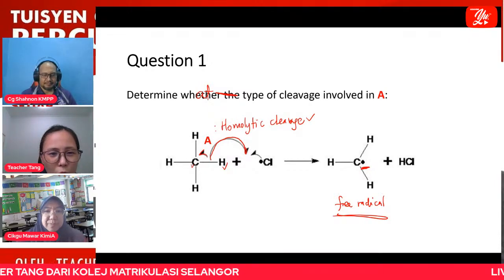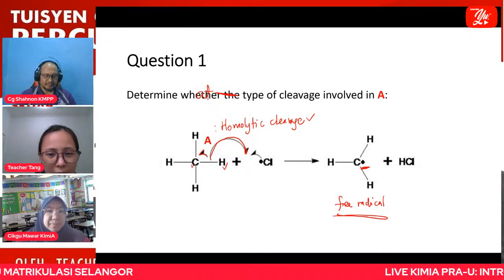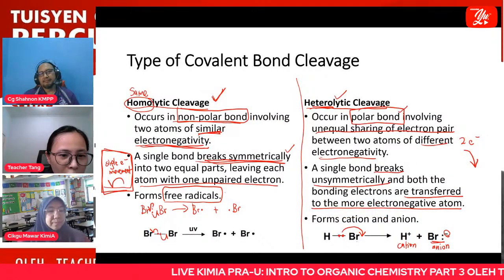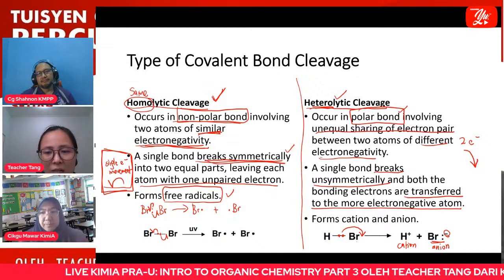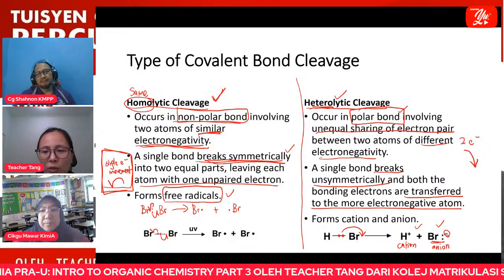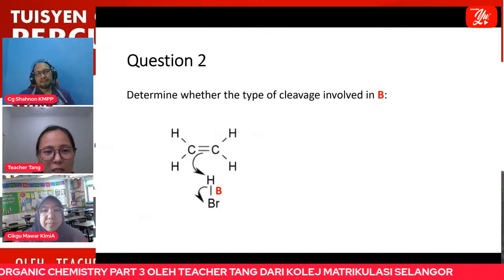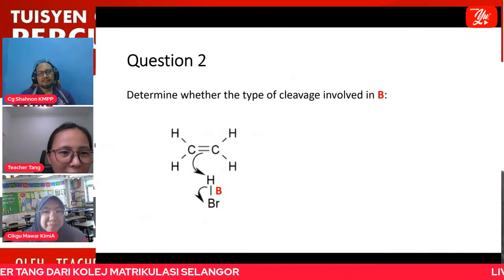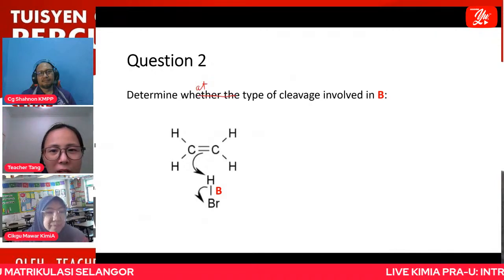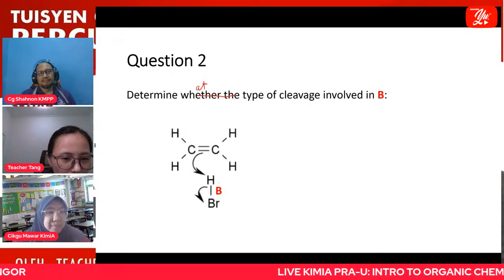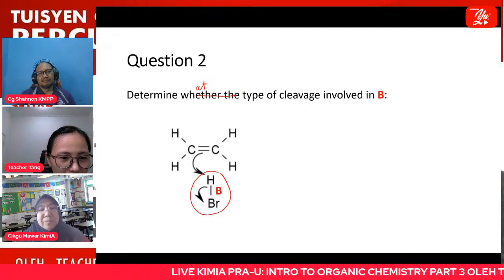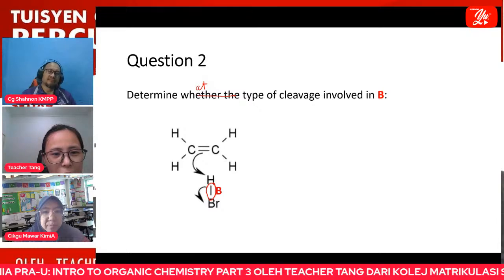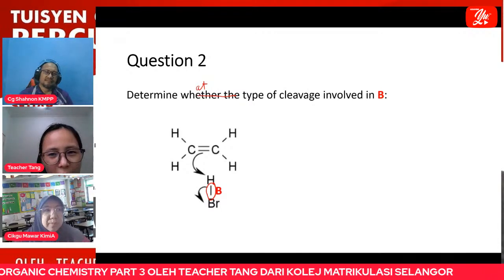Basically, to know whether it's homolytic or heterolytic cleavage, you can also look at the product. For homolytic cleavage, you will get free radicals. For heterolytic cleavage, you will get a cation and also an anion. So question number 2: determine what type of cleavage is involved in B. B is referring to this bond. What type of cleavage is involved in B?